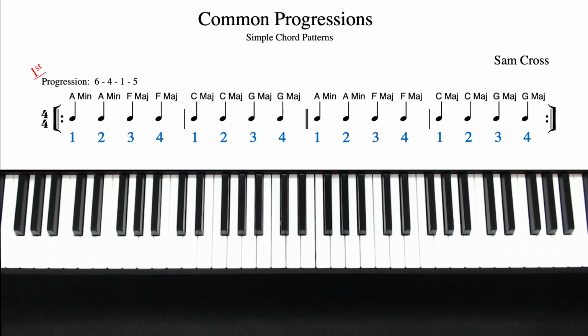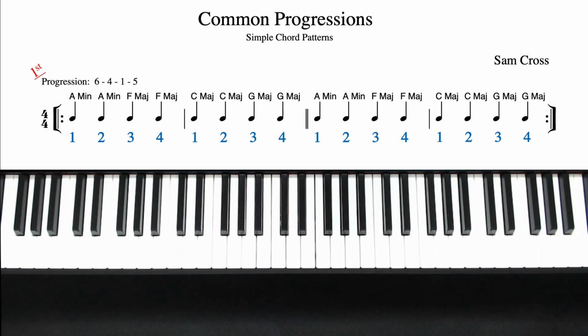Alright guys, so the first chord progression is a 6-4-1-5 chord progression, or otherwise, in the key of C, the 6 would be an A minor, the 4 would be an F major, the 1 would be a C major, and then the 5 would be a G major. I'm going to play those at 80 beats per minute, so of course, feel free as always to play along with me.